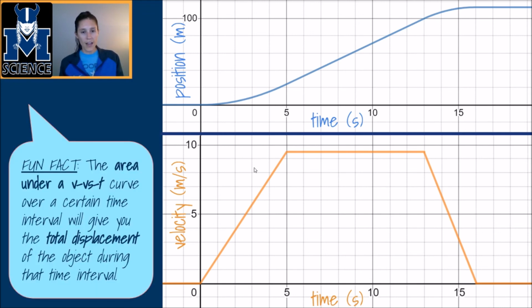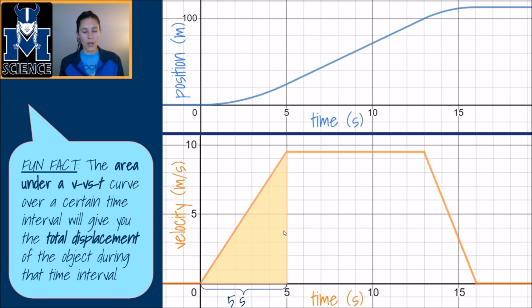So a fun fact with the velocity versus time graphs, if you find the area under the curve over a certain time interval, you will find the total displacement of the object during that time interval. So let's say we wanted to find out how far that runner went in the first 5 seconds. Okay, so we can use our velocity versus time graph, or v versus t graph, and we're going to find the area of this shaded region here. Okay, the area under the curve.